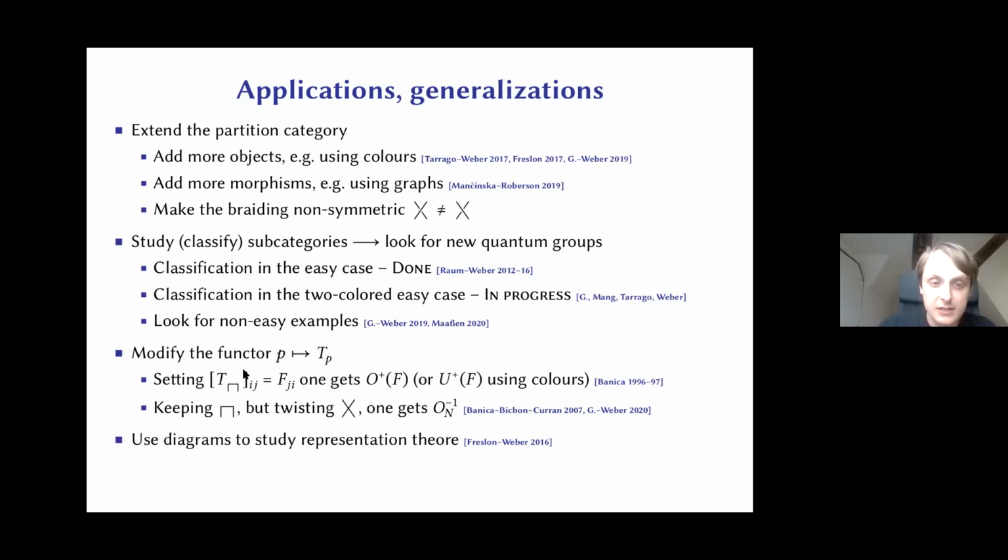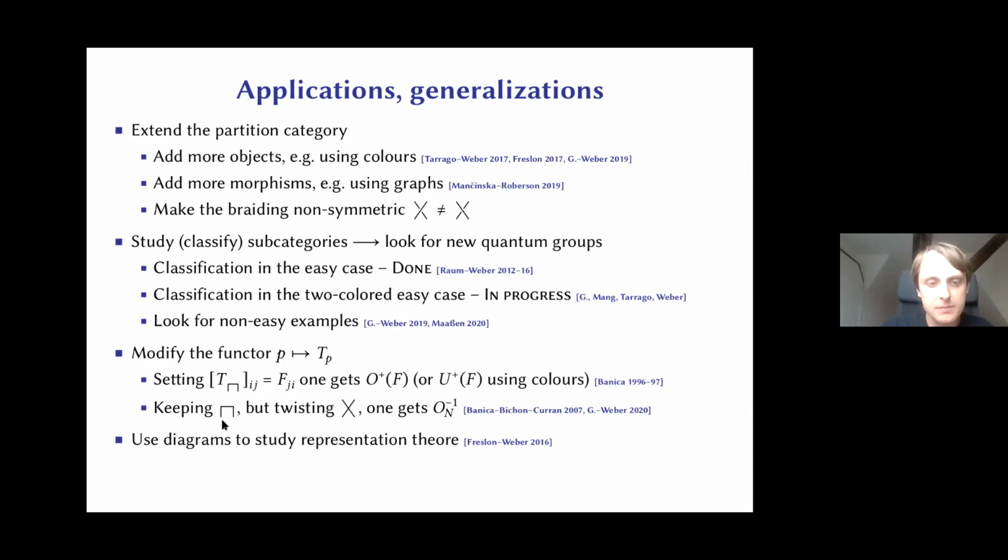You can also modify the functor interpreting the partitions or the diagrams. So for instance, you can reinterpret this pairing, and if you consider this category of all non-crossing pairings, you get the so-called universal orthogonal quantum groups, or with colorings, universal unitary quantum groups. But this does not work with those crossings. This would be, I guess, more complicated then.